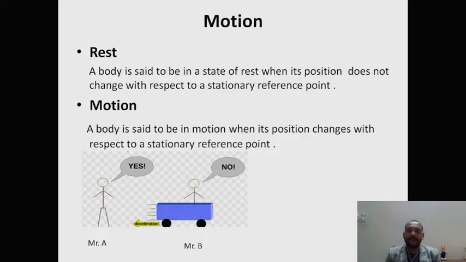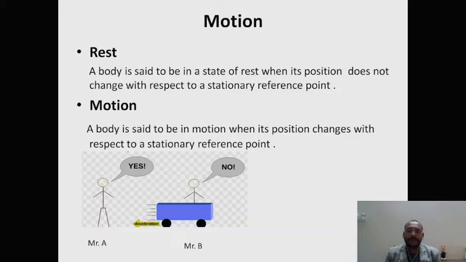First one is rest. If any object is not changing its position with respect to a stationary reference point, then it is at rest. For example, with respect to your screen, you are at rest, and in your room, if the fan is running, then the fan is in motion, because the fan is changing its position with respect to your screen. Hence I am emphasizing the words stationary reference point.